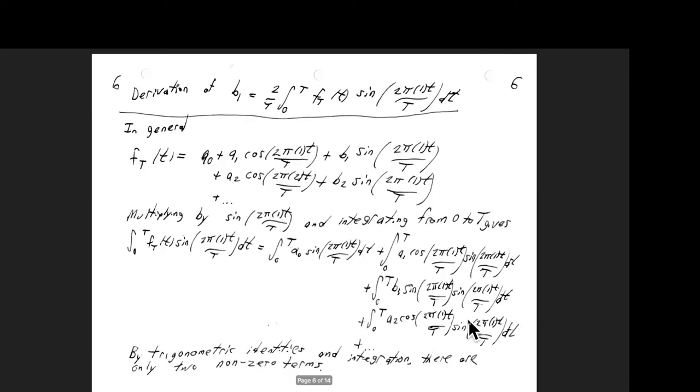Mathematically, more details are shown here now. I want to derive how we found that B1 coefficient, the 4 over pi. It's a derivation of this formula: B1 equals 2 over T, the integral from 0 to T, of f sub T of t, sine of 2 pi 1 t over T, dt. The 1 is because it's the n equals 1 coefficient.